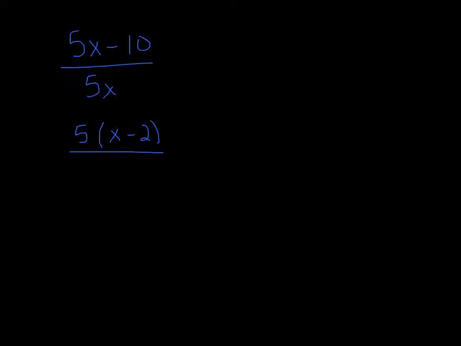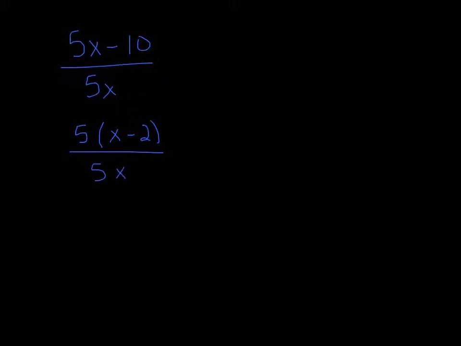All right, so the first one we have here says 5x minus 10 over 5x. Now, what you want to do here is just factor. If you look here, we can factor that top, right? The 5x minus 10, you can pull out a 5, so you get 5 times x minus 2. And on the bottom, you have 5 times x, or just 5x.